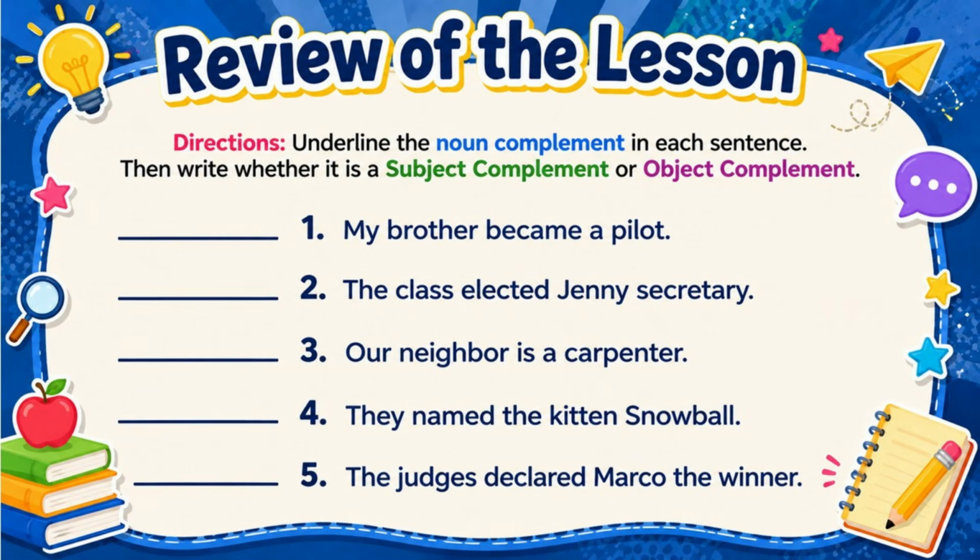Let us have a review. Directions. Underline the noun complement in each sentence, then write whether it is a subject complement or object complement. Number 1. My brother became a pilot. 2. The class elected Jenny secretary. 3. Our neighbor is a carpenter. 4. They named the kitten Snowball. And number 5, the judges declared Marco the winner.